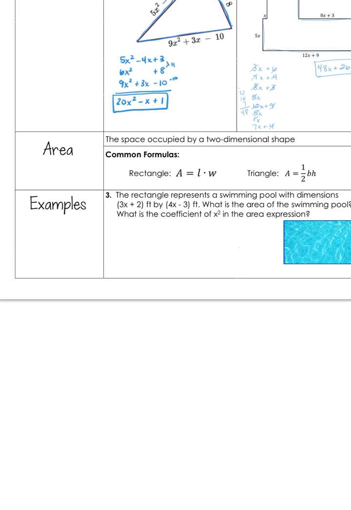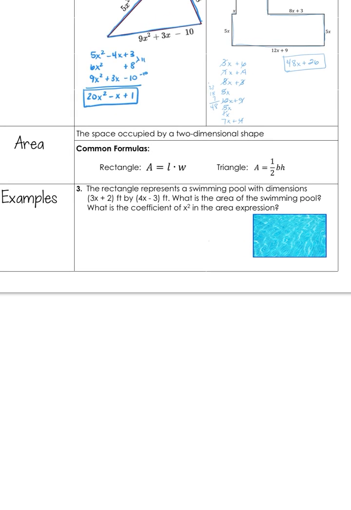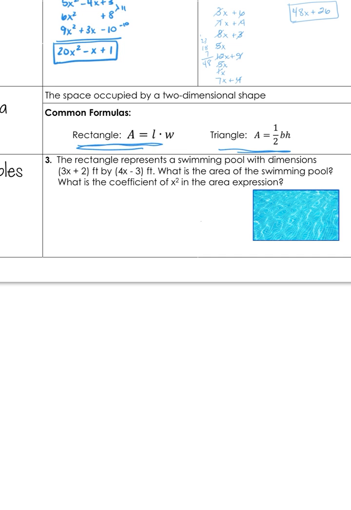Area, you're just remembering the formulas for area. Remember, for a rectangle, it's length times width. For a triangle, it's 1/2 base times height. So if we have a rectangle and the dimensions are 3x plus 2 and 4x minus 3, it really doesn't matter which side is which. Because if we're going to find the area, we're multiplying. So we're going to do 3x plus 2 times 4x minus 3.